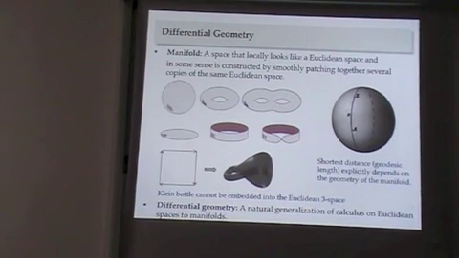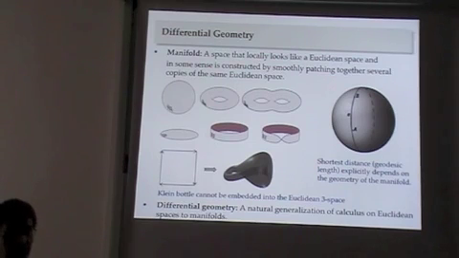So, in differential geometry, you look at manifolds intrinsically. So I don't need to have an embedding to understand a manifold, and that's the way I'm going to look at the so-called material manifold in the case of inclusions. And differential geometry is really a natural generalization of what we know in calculus and flat Euclidean spaces.